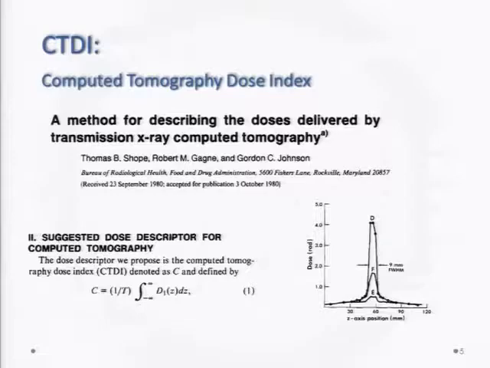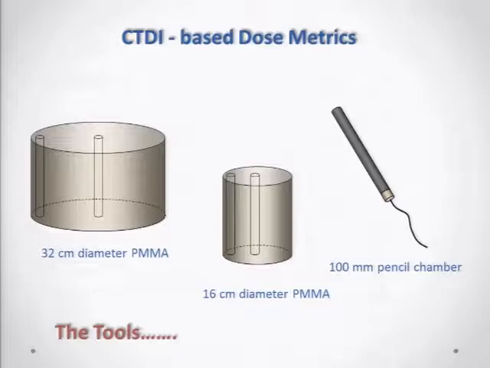So it all started really in 1981 when this paper was published by Tom Shope about CTDI, and I'll just point out that the I does stand for index, and it was really never intended to be a patient dose metric, although it's been morphed into that more recently over the last 30 years or so.